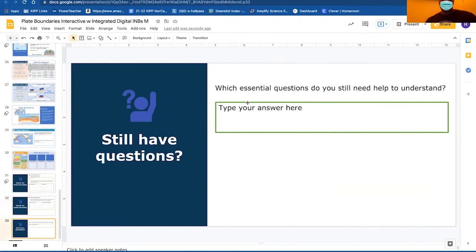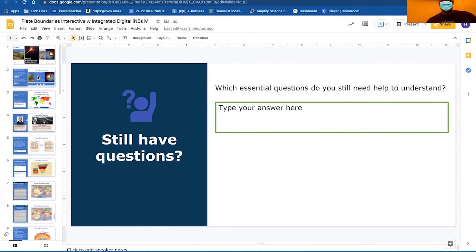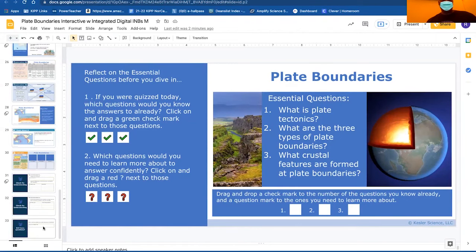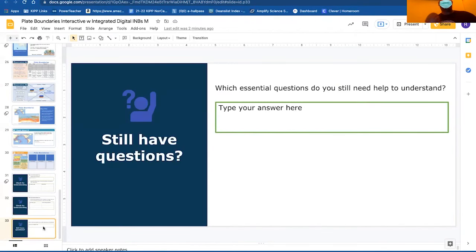The next one, which essential question do you still need help to understand? So go back to the top here to these essential questions. Which one don't you know? Which one do you still need help with? Write that question here, because I'm going to look at this and see who needs what. That's going to be our next step. What do we still need to work on?